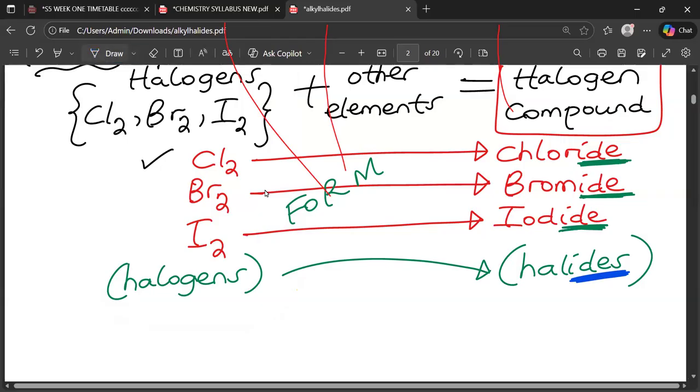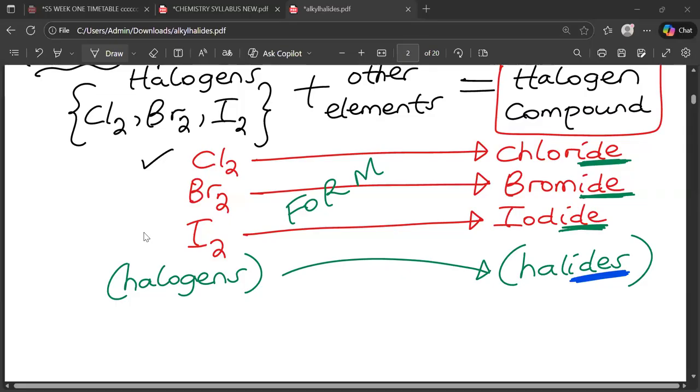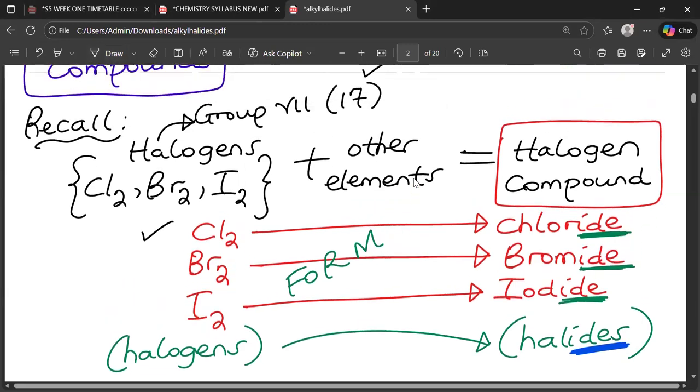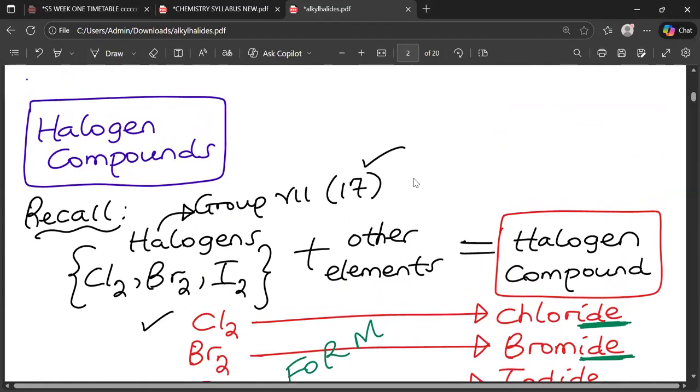Get the point? So those are the halogens when they react. Those are the kinds of compounds they form. And generally, we shall say that halogens are going into halides. So you should know that. So when I say alkyl halides, at least people now are aware that it is alkyl halide because at one point, one of the halogens reacted with some organic compound to form the alkyl halide. But I've briefed you well about what halogen compounds are.